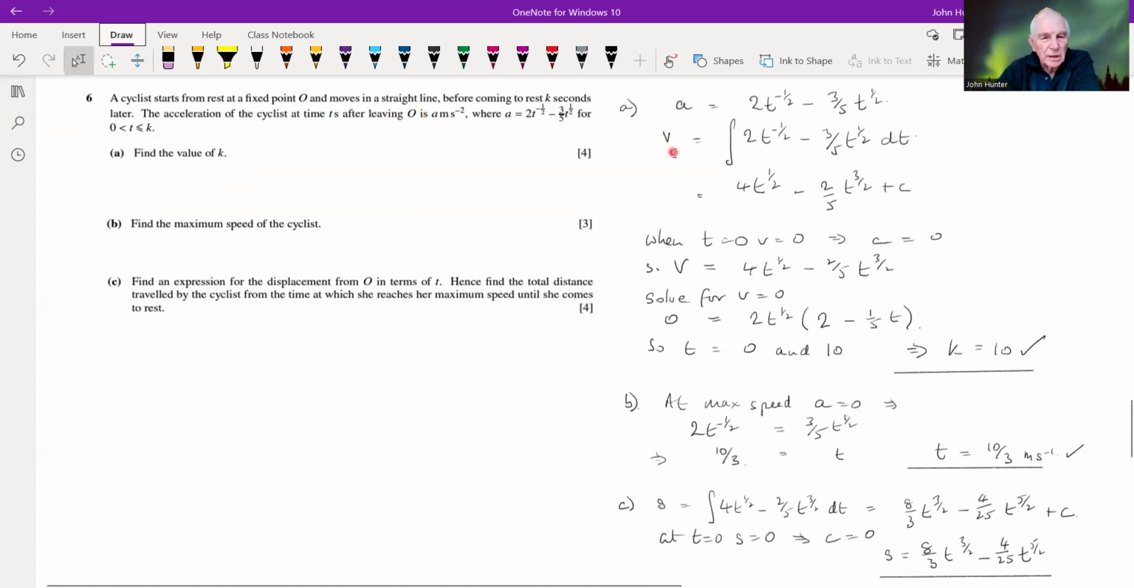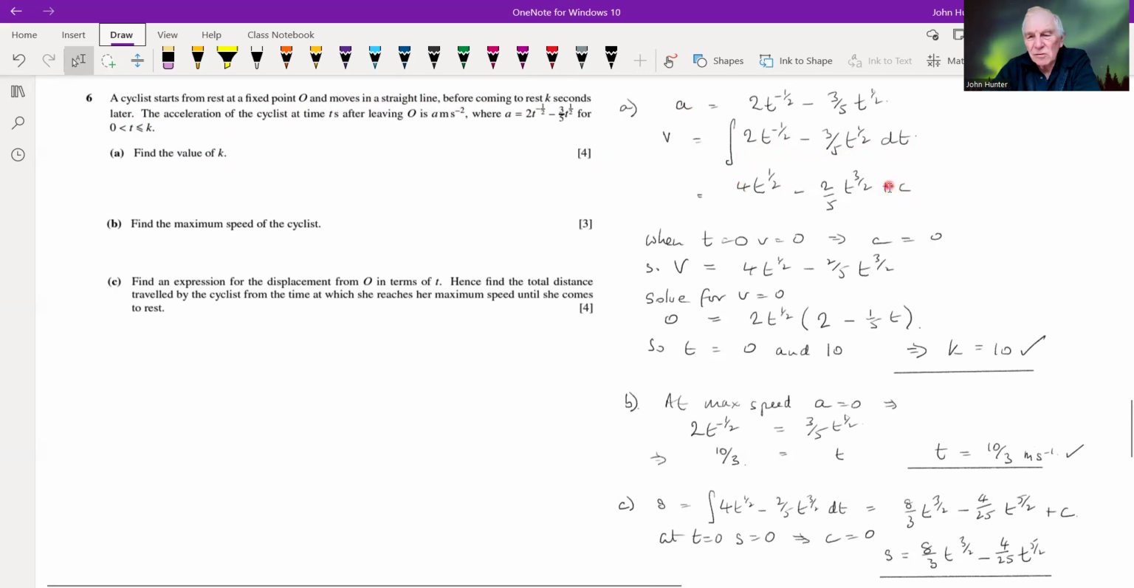So what we're interested in here... moves in a straight line before coming to rest k seconds later. So coming to rest implies velocity. We haven't got the velocity function, but we can derive it from the acceleration function by integrating. So this is a non-constant acceleration problem, isn't it? So if we integrate that, then we're going to get this.